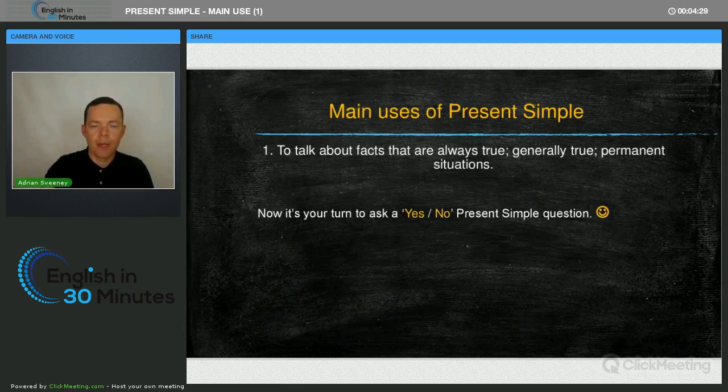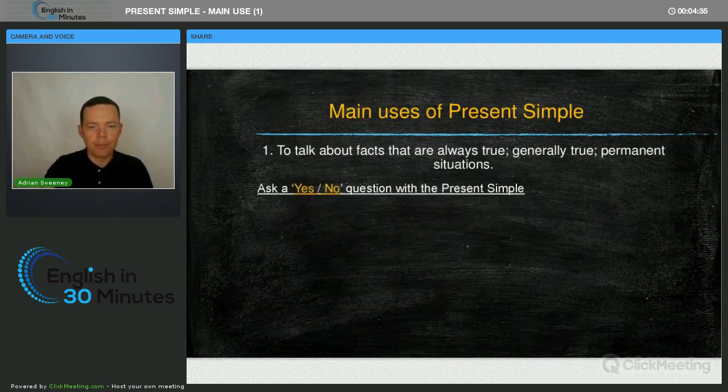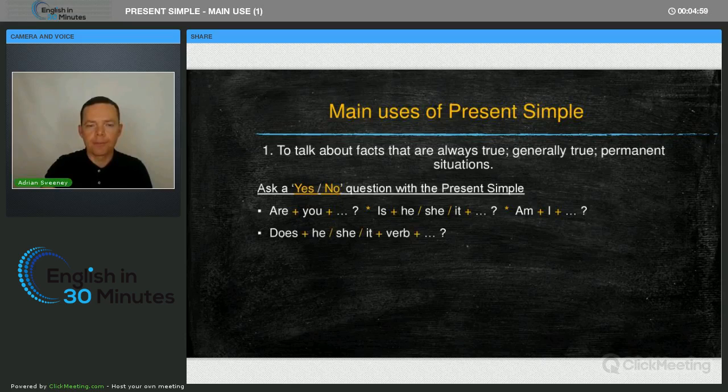Very good. Now it's your turn to ask a yes, no, present simple question. Again, I'll go through the form with you. So we begin with are, and then you, and then the question. Or is with he, she, it, and then the rest of the question. Or am with I, and then the rest of the question. Or does with he, she, it, and then the verb, and the rest of the question. Or do with I, they, we, and you, and then the verb, and then the rest of the question.